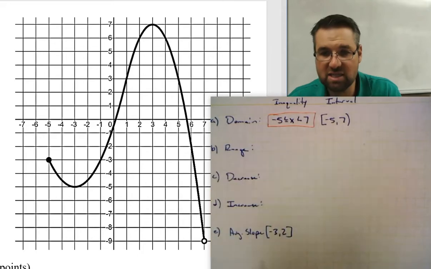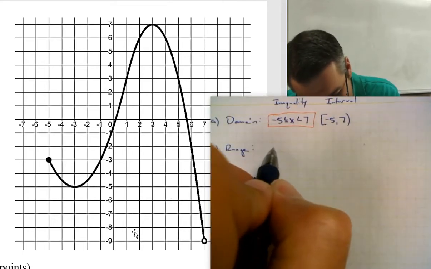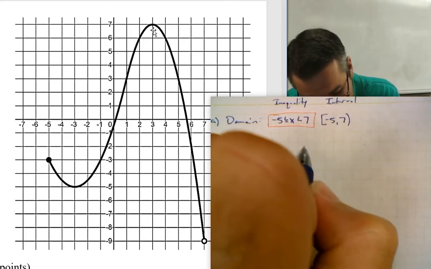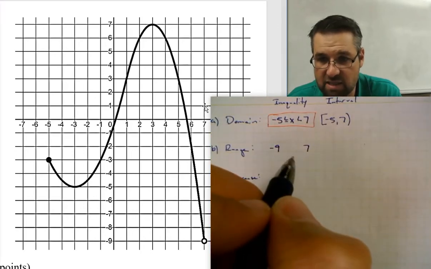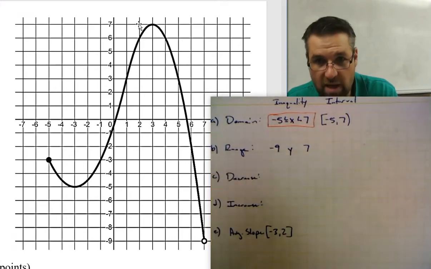The range is the set of y values. So what's the lowest point? What's the highest point? Well, the lowest point that this graph gets is -9. And the highest that this graph gets is 7. Not this 7, not this x value 7, but this y value of 7. And this is range, so we're looking at the y values.